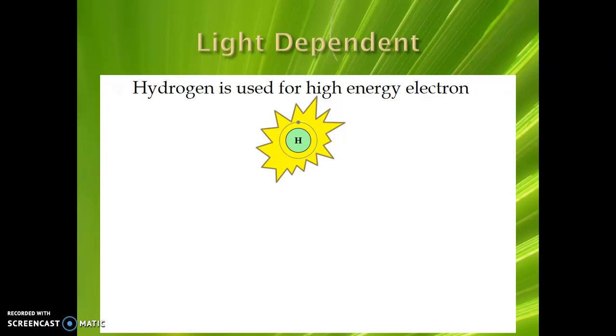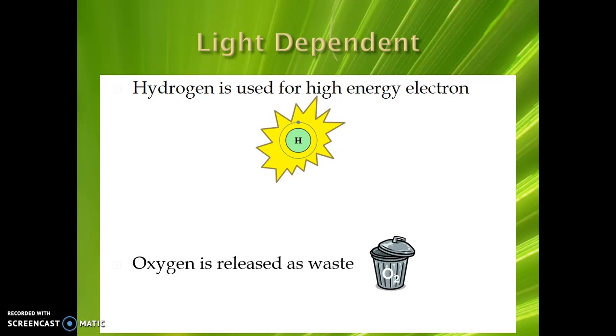From breaking of water, what we really want is the hydrogen, because the hydrogen has this high energy electron. So when hydrogen is all by itself, it has lots and lots of energy in it that we can use to do all sorts of things. So this is what we want. We want the hydrogen. The oxygen is just a byproduct. It's waste. The plant is going to throw it out at this point as a waste product because it doesn't need the oxygen. It needs the hydrogen.